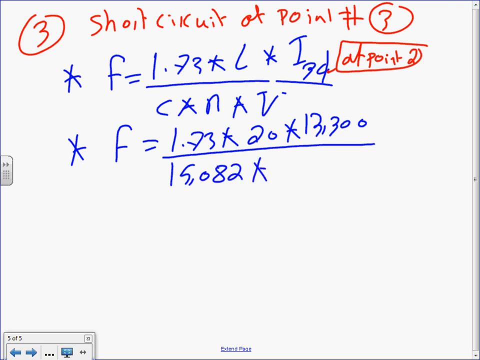15,082 multiplied by... how many runs are we shooting? Not conductors, parallel runs. One. The conductors are 4, but the sets, how many sets are we running? One set. Multiply by what, the voltage? Equal. I need two gentlemen, or a gentleman and a lady, to come up with an answer.